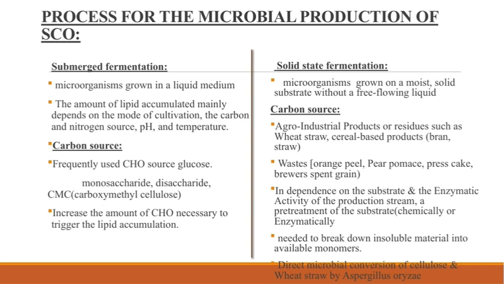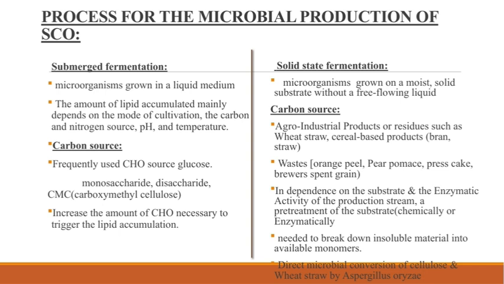Now, moving on to solid-state fermentation, this method involves growing microorganisms on a moist, solid substrate without free-flowing liquid. Here, the carbon sources are often agro-industrial products or residues, such as wheat straw, cereal-based products like bran, or other agricultural wastes like orange peel, pear pomace, press cake, and brewer's spent grain.